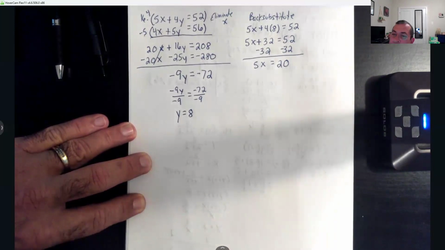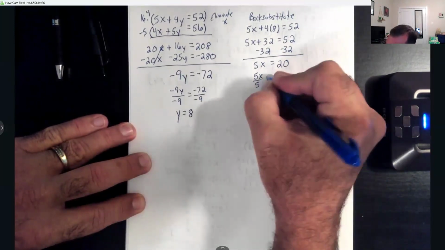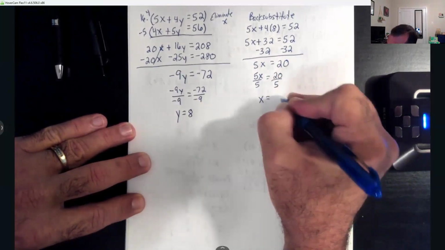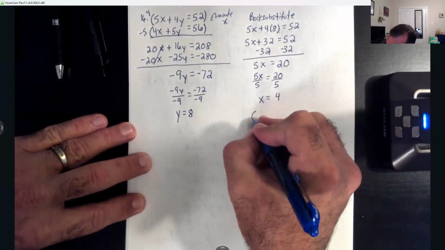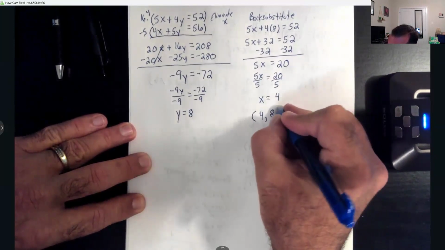And y'all look at that. One more step. We know our x. So we divide everybody by 5. So x equals a positive 4. Now remember in Math Lab, you got to put them in ordered pairs and do your 4, comma 8.